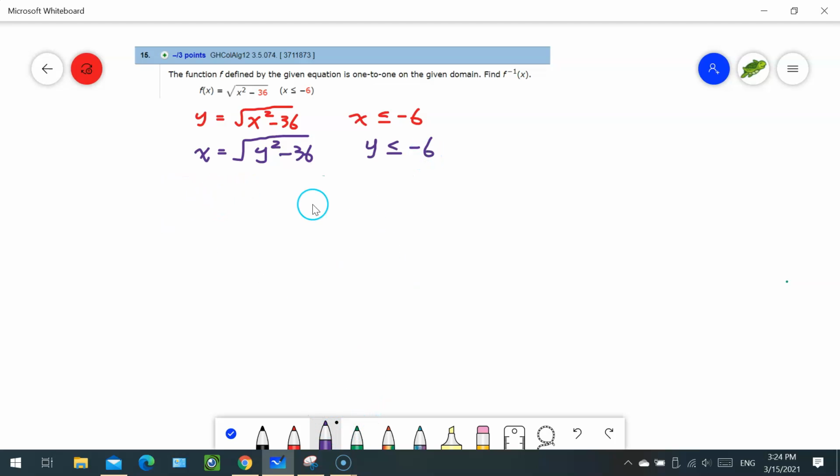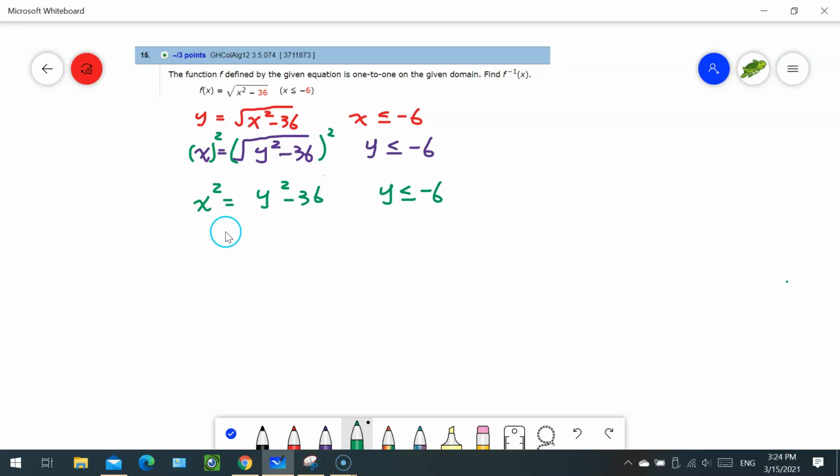Now we solve for y. Solving for y, y is under the radical. So we need to get rid of the radical sign on both sides. So we do the power 2. Once I have the power 2, the x term turns to x squared is equal to y squared minus 36. Then y is less than or equal to -6.